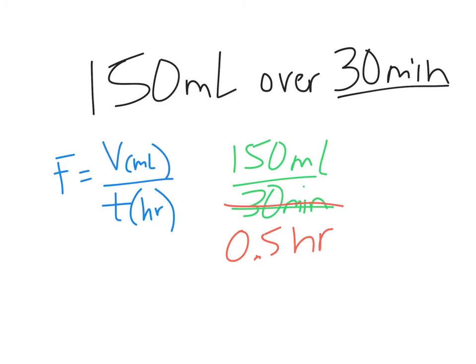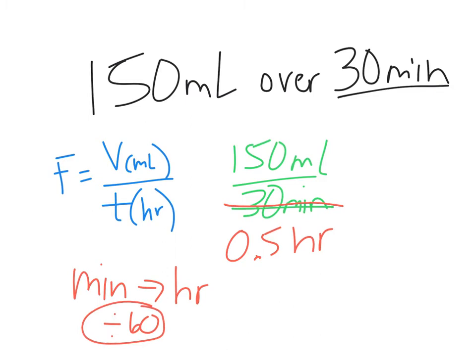Here, it's the opposite. My time is given to me in minutes, but I need it to be in hours. So the opposite conversion would be division. Instead of multiplying by 60, I'm going to divide by 60 here. To convert my minutes to hours, I'm going to just divide by 60. So you might want to add that to your notes. What we did is we took 30 divided by 60, and 30 divided by 60 is half, or 0.5. That's why we're using this in this problem, because we're trying to calculate milliliters per hour, so it needs to be in hours.